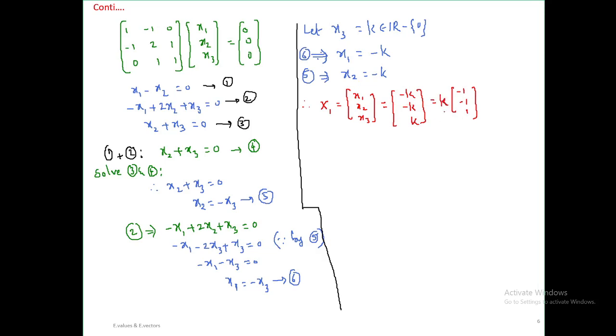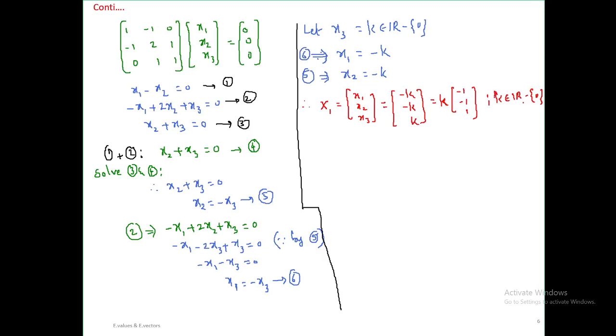Now from here, let us take some value of k. What is k here? k belongs to R minus 0. Why minus 0? I told you already. If k is equal to 0, what happens? 0 into this is 0 only, so we will get the null vector. But x1 is an eigenvector, and eigenvectors are non-zero vectors. That's why k should not be equal to 0, and k comes from R minus 0. I hope it is very clear.